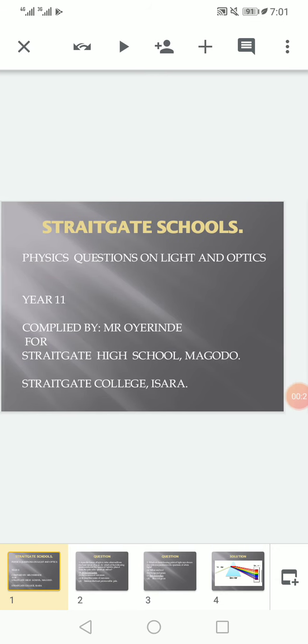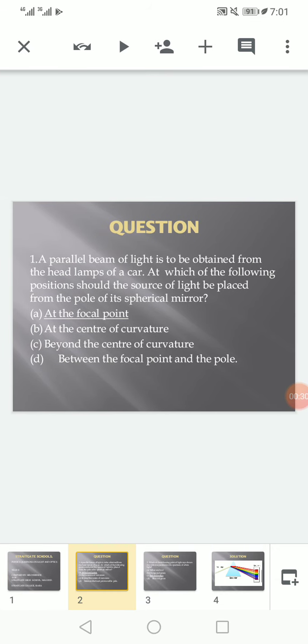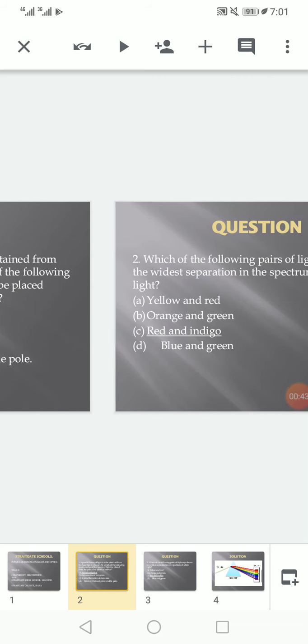Question 1: the parallel beam of light is said to be obtained from the headlamp of a car. At which of the following positions should the source of light be placed from the pole of its spherical mirror? It should be placed at the focal point.